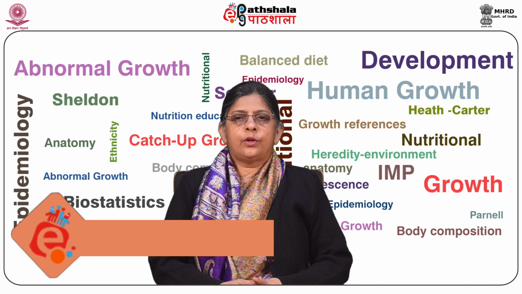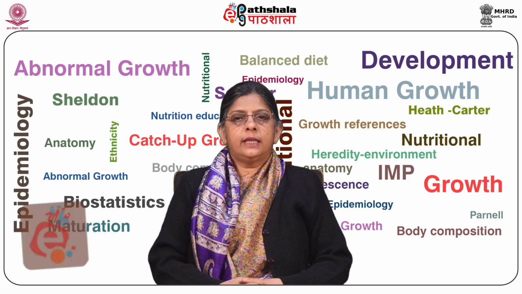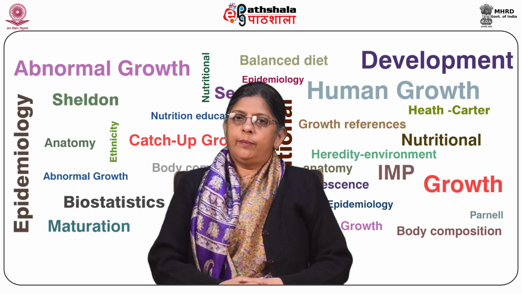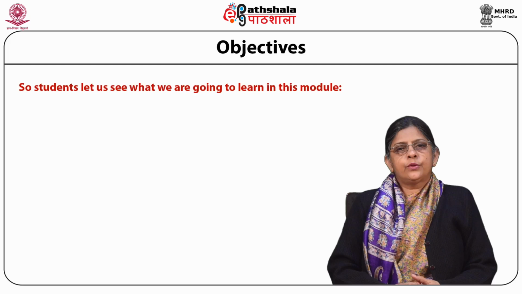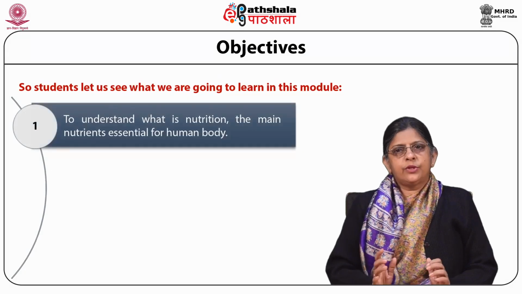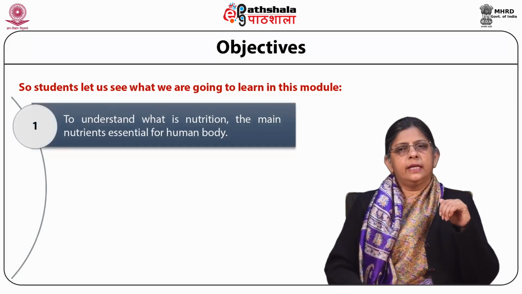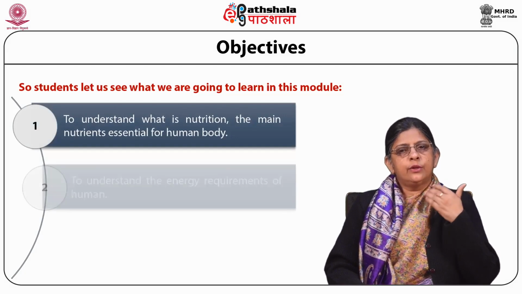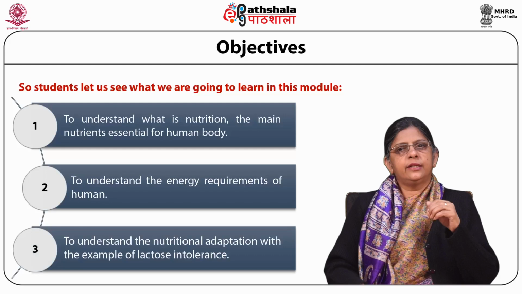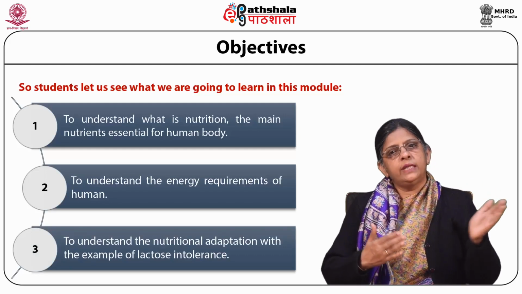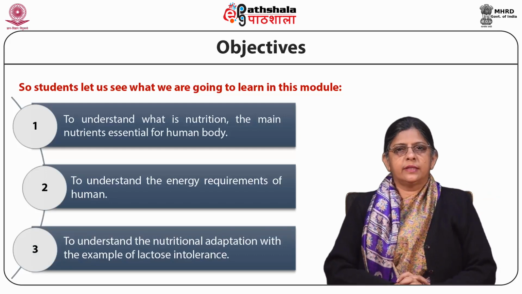Today we are going to talk on the module Nutritional Adaptation in Man from the paper Human Growth, Development and Nutrition. The objectives of this module are to understand what is nutrition, the main nutrients essential for our body, to understand the energy requirement of human, and to understand the nutritional adaptation with the example of lactose intolerance.